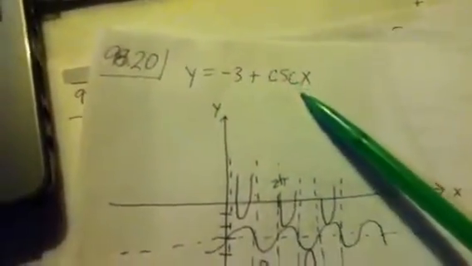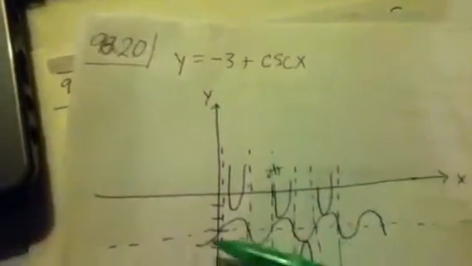Here's lesson, it's supposed to say 98, number 20. It wants us to graph a reciprocal function. This one is cosecant. Cosecant's the reciprocal of sine. So what you do is you graph it as though, just pretend it says -3 plus sine x. So that's what I did.